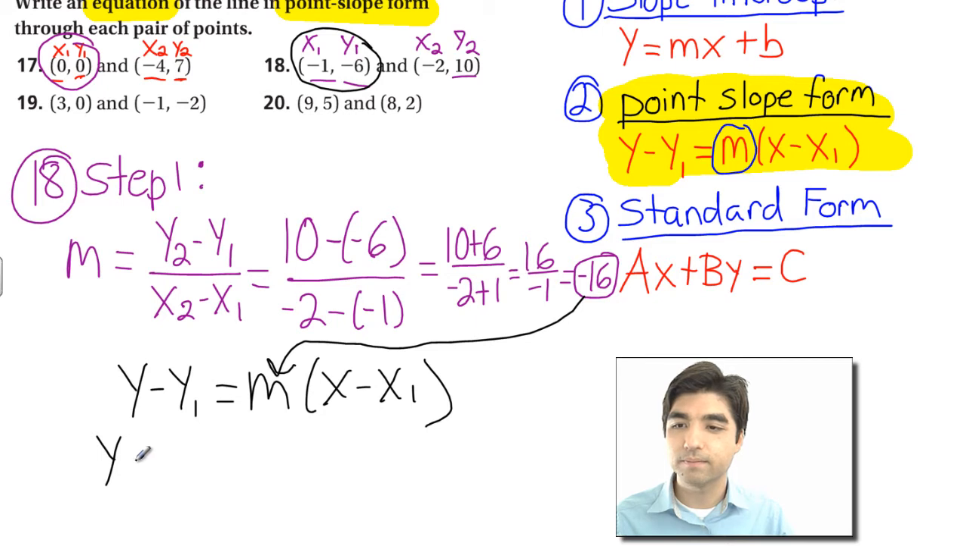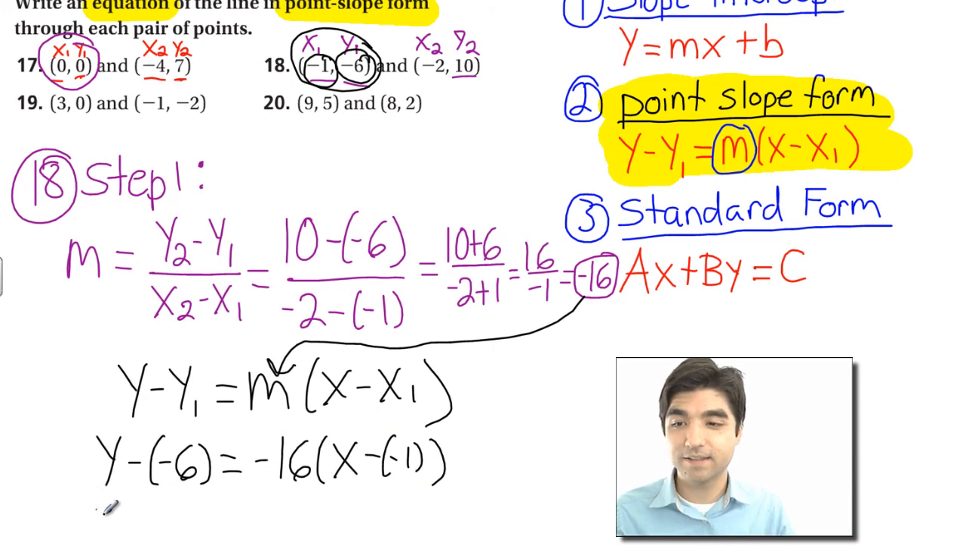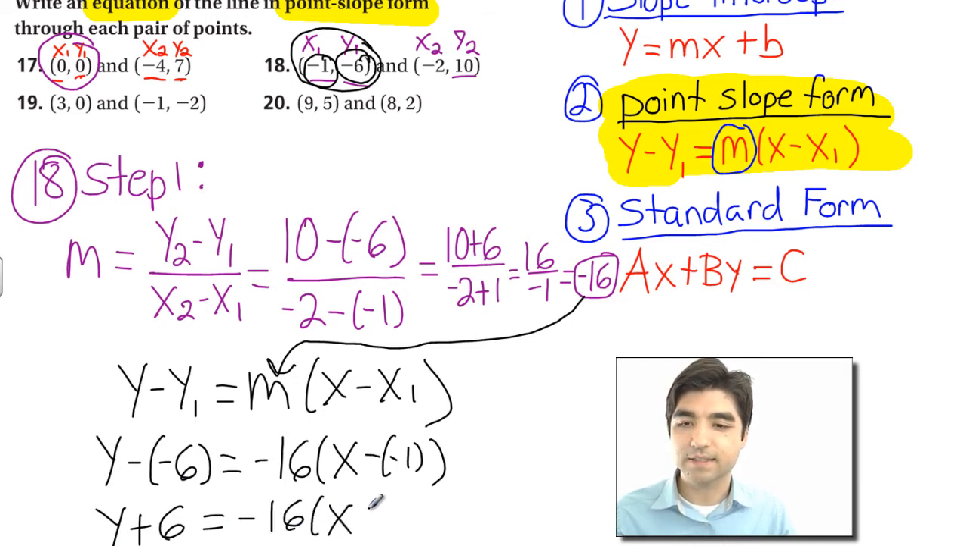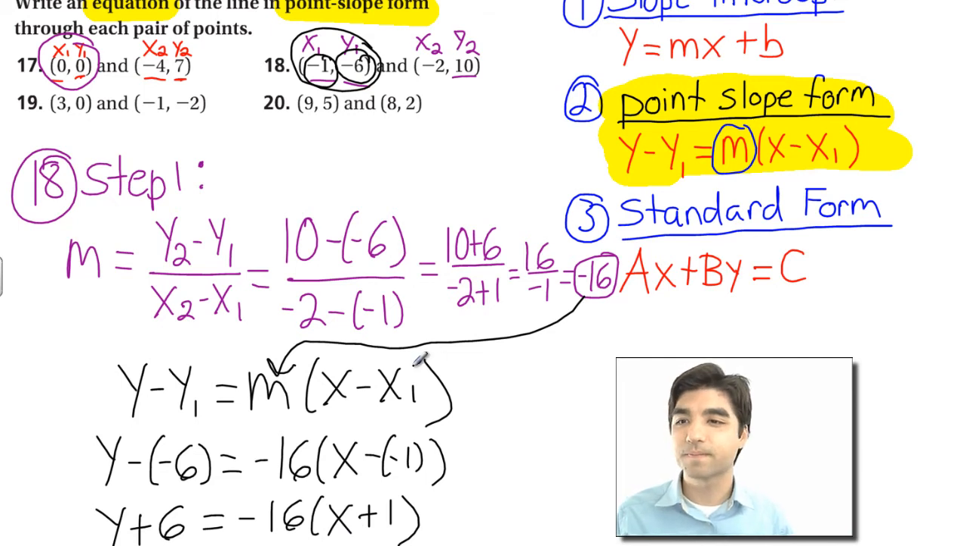So you have y minus -6. That's the y value here. And that equals our slope, which is -16, and then x minus x1, which is -1. Then we just need to simplify this. A negative and negative equals positive. And we have -16 times x plus 1. And that's it for that one. That's all you have to do.